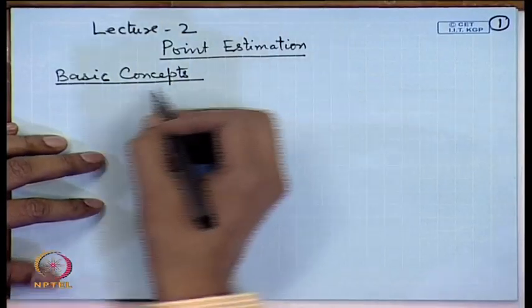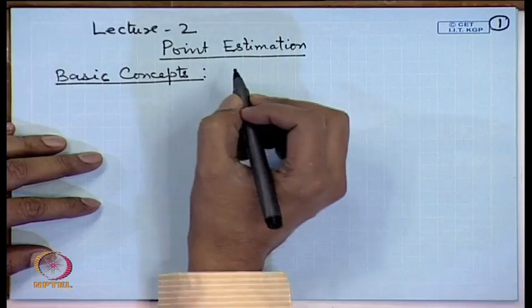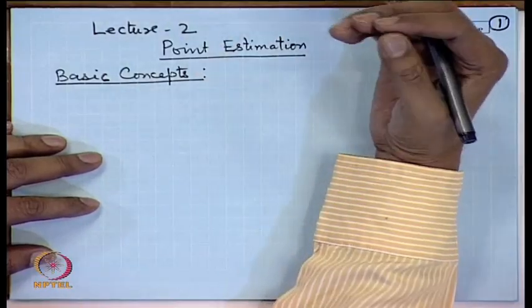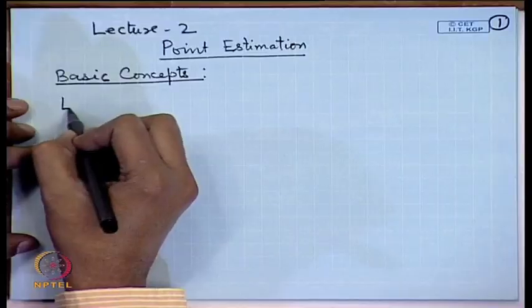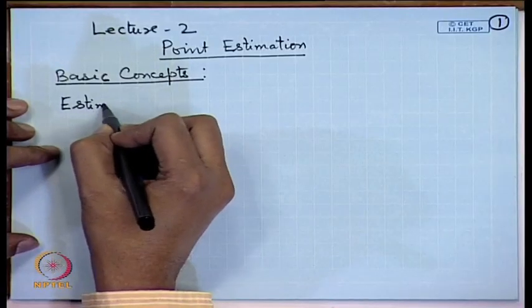So, we start with the problem of point estimation and let us look at what are the basic concepts that are needed. In a general problem of statistical inference, we have seen the concept of population, the concept of a sample, the idea of a parameter and that of a statistic. Now, when we talk about point estimation, then the first thing is that we have to identify an estimator to estimate the unknown parameter of the population. So, for that we define what is a point estimator.